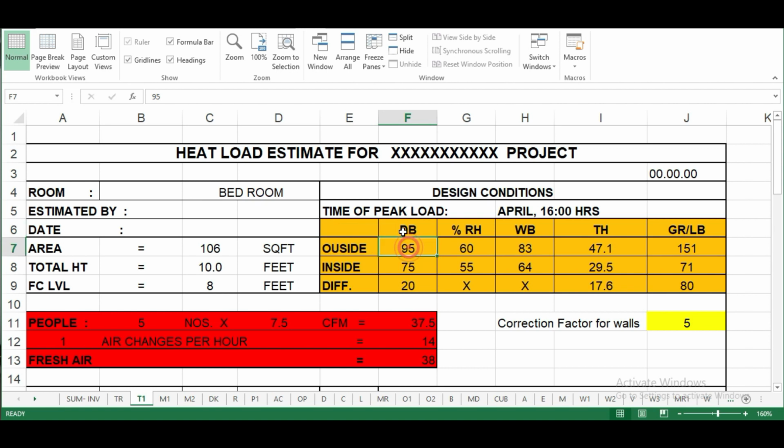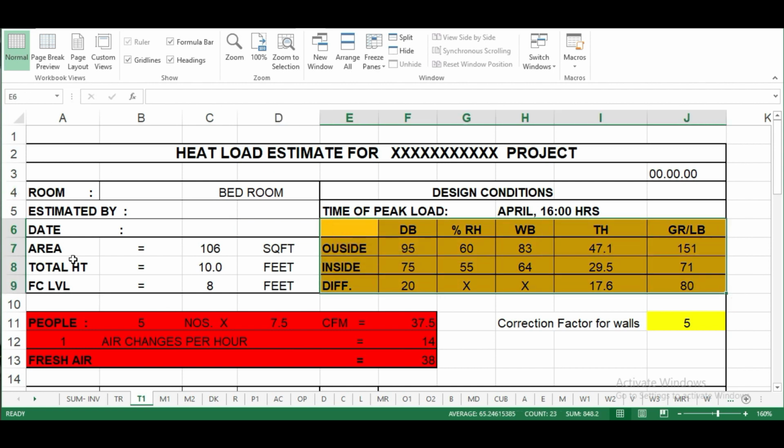If you don't know how to calculate the dB or RH or what the WB temperature is, then let me know in the comment section so that I will make a separate video on how to consider these values. For the time being, if you are in this area, you may use this value.